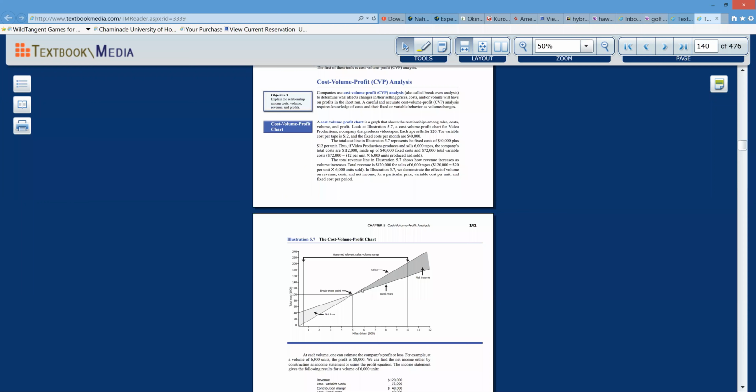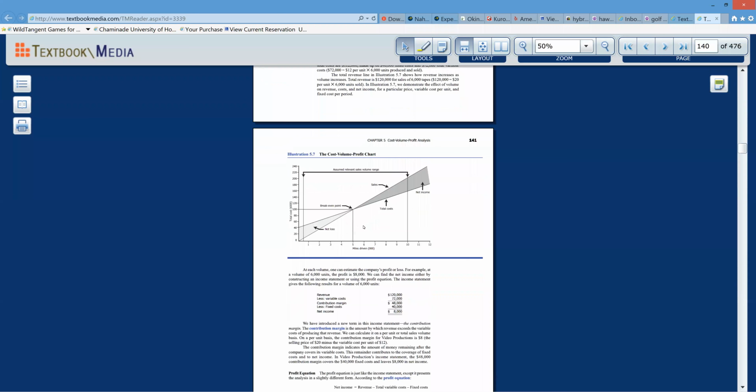So in this chart, the area grayed out here is the profit or net income area. Down here is your net loss. So anything below the break-even point, you have a loss. Anything above the break-even point, you have profit or net income.